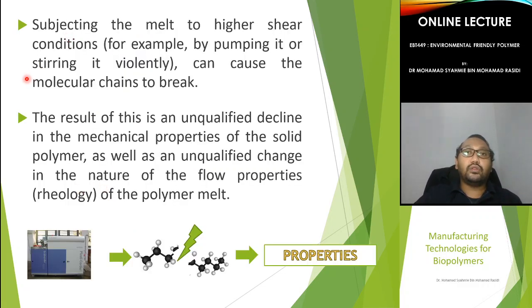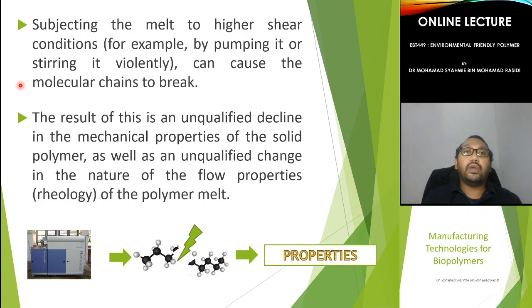Subjecting the melt to a high shear condition, for example by pumping it or stirring it violently, can cause the molecular chain to break. So when the melt is subjected to high shear or pumped violently, it can cause damage to the molecular chain. The result of this is an unacceptable decline in the mechanical properties of the solid polymer, as well as an unacceptable change in the nature of the flow properties.